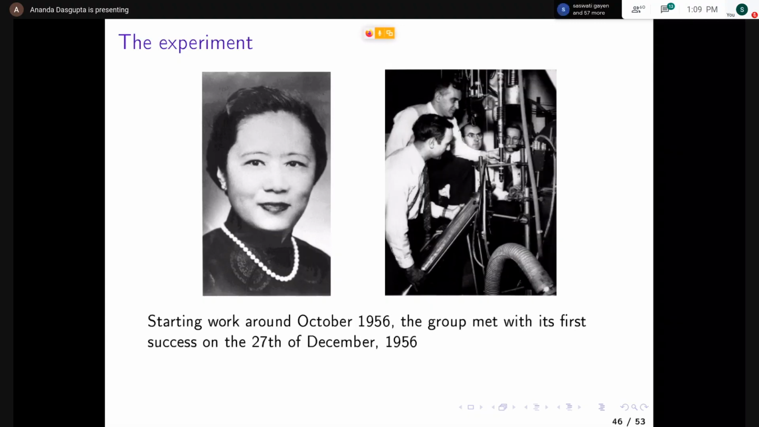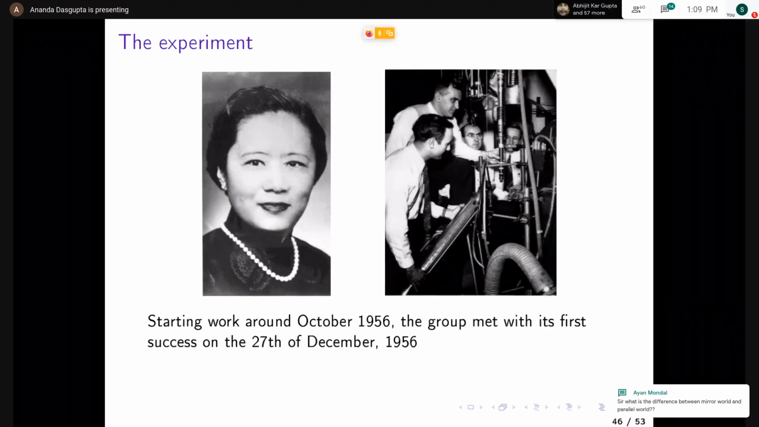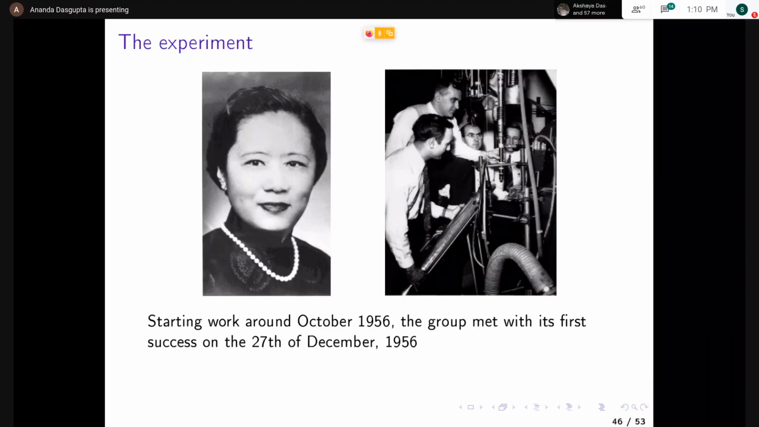Ultimately, on the 27th of December 1956, the group met with the first success, and they found that all the beta particles were emitted in the direction opposite to the spin. Remember, parity conservation would have said equal numbers in both directions. Any asymmetry there would have been a violation. But here we see maximal violation. All the beta particles come out opposite to the spin. So not only is parity violated here, parity is violated maximally.